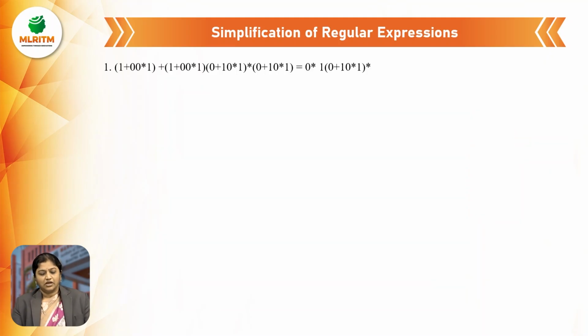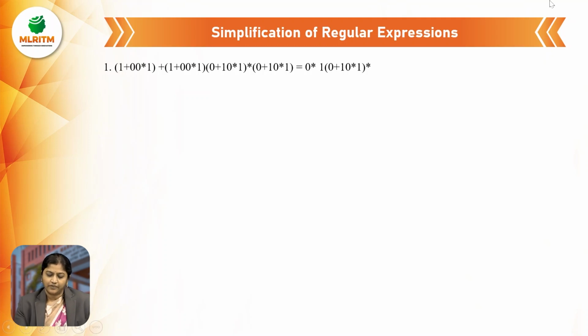Okay, we'll solve a problem now. So see here, this is a problem: (1 plus 00 star 1 plus (1 plus 00 star 1) into (0 plus 10 star 1)) whole star (0 plus 10 star 1). That should be proved equal to the RHS, that is 0 star 1 (0 plus 10 star 1) whole star. So how will we solve this problem? We'll solve this problem using identities.